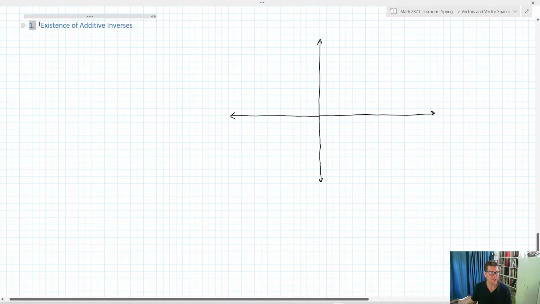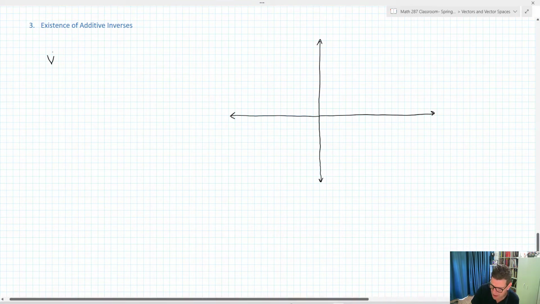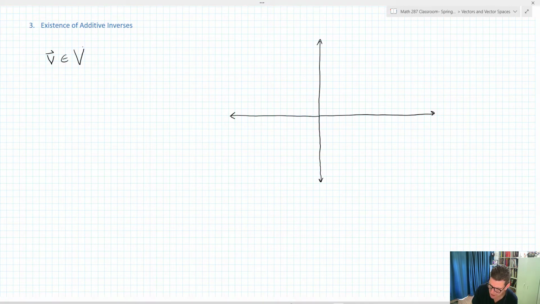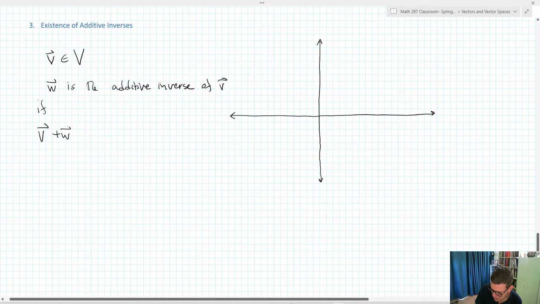This next property, which is actually property number 3, is the existence of additive inverses. So an additive inverse is, in our case, going to be a vector w. So we're going to let v and w belong to V, and we're going to say that w is the additive inverse of v if v plus w equals 0.